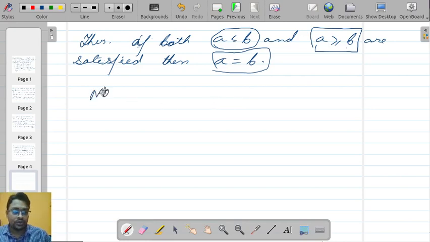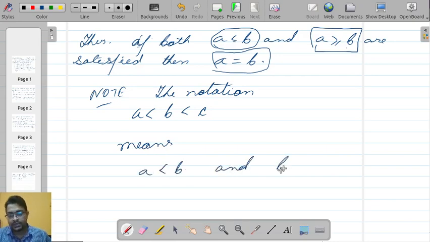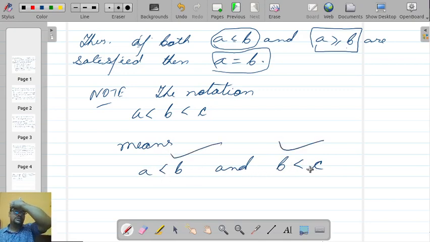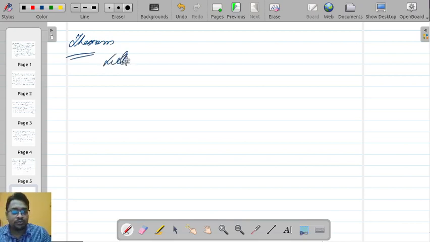Another note is when we write A less than B less than C, the notation, what does it actually mean? This means A is less than B and B is less than C. Both of these are satisfied, so we write it as A less than B less than C. Now there are some theorems which we can easily verify. These are the properties of inequalities which follow from the order properties.